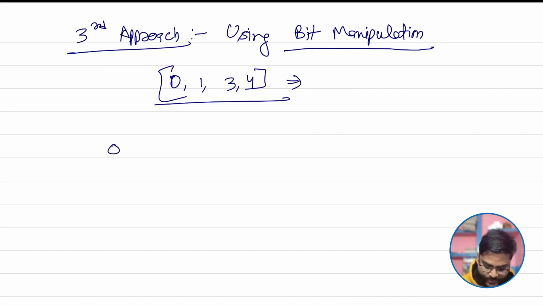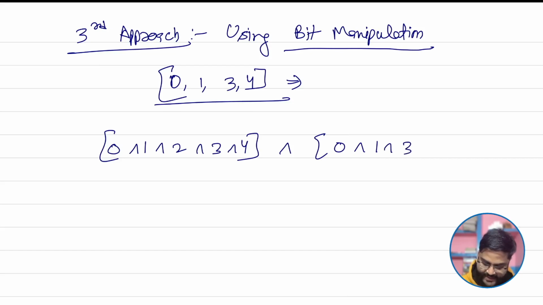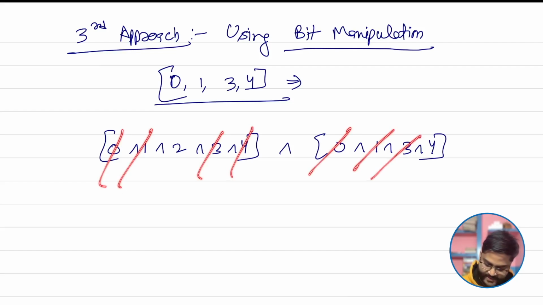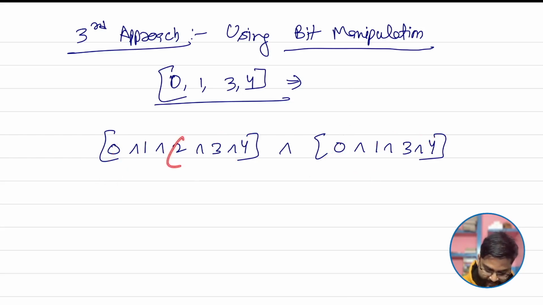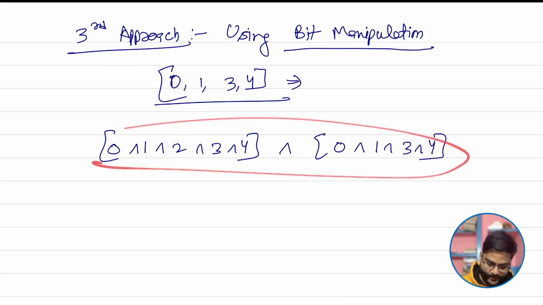So if I perform 0 XOR 1 XOR 2 XOR 3 XOR 4 with my array numbers, so 0 XOR 1 XOR 3 XOR 4, this will cancel this, this will cancel this, this will cancel this, this will cancel this. And I will be left with the missing number. So this is my approach.